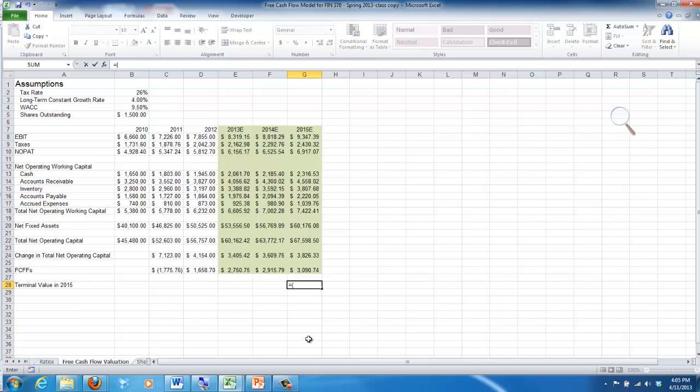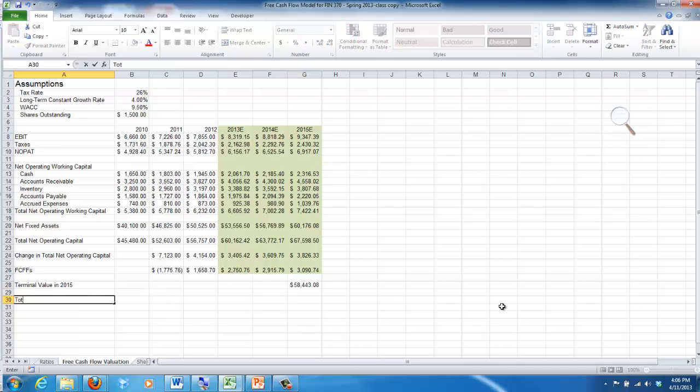I'm going to first start off with the numerator, which would be the free cash flows for next year. Okay. So that's going to be the free cash flows for 2015 multiplied by 1 plus our long-term constant growth rate, because that's what we say is going to start after 2015. So 2016's free cash flows will be 2015's multiplied by 1 plus the growth rate. We're going to divide that by the weighted average cost of capital minus the growth rate. And we get a terminal value, or value we could sell the operations of the firm for in 2015, of $58,443.